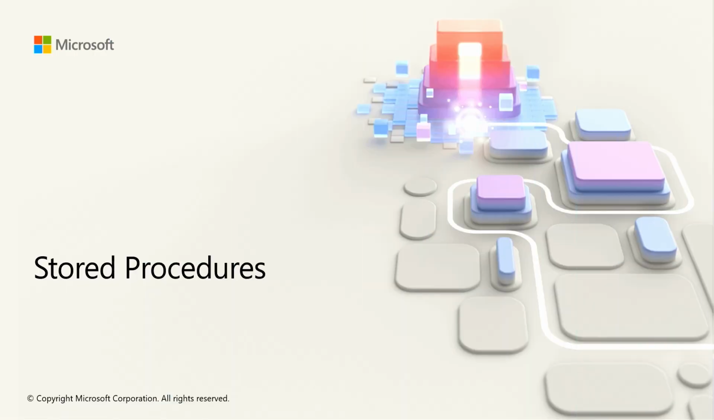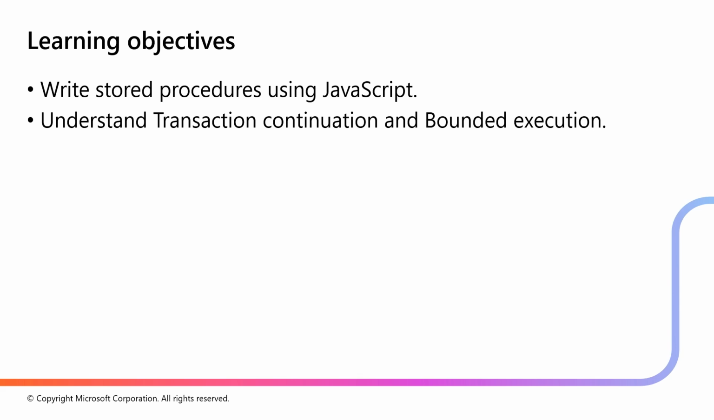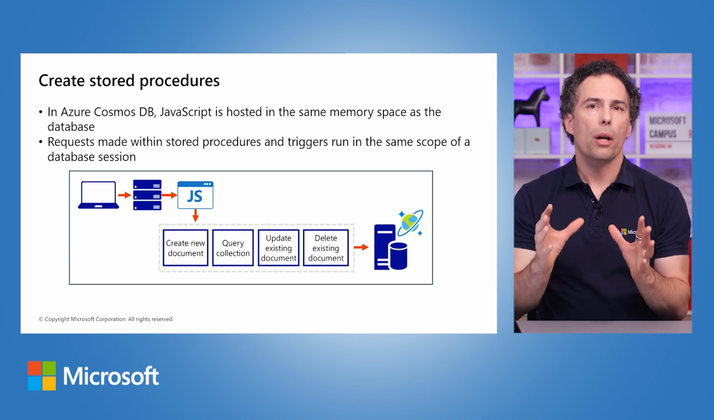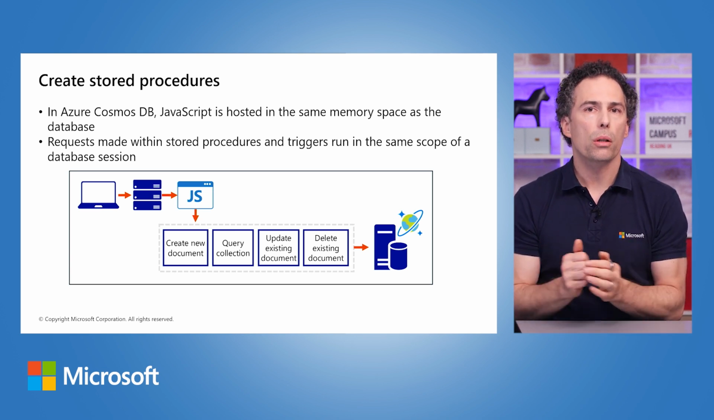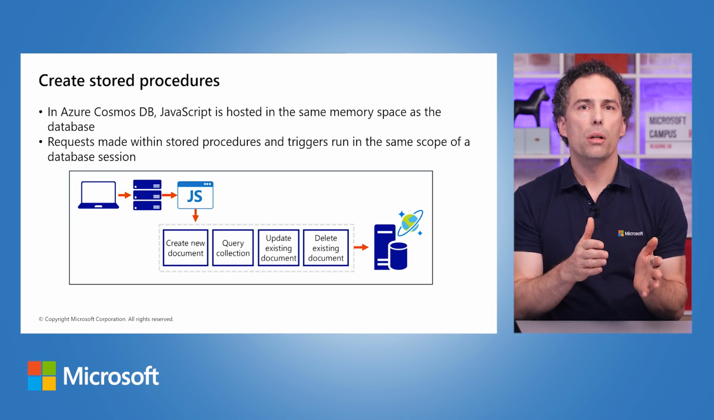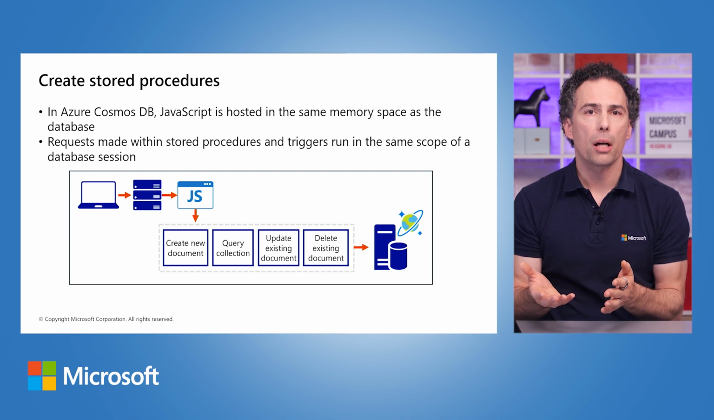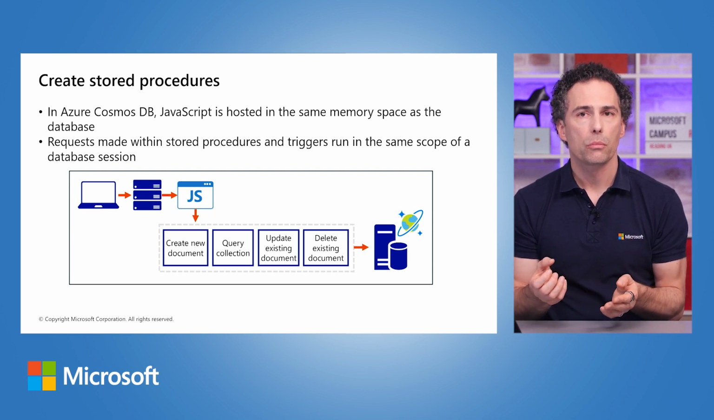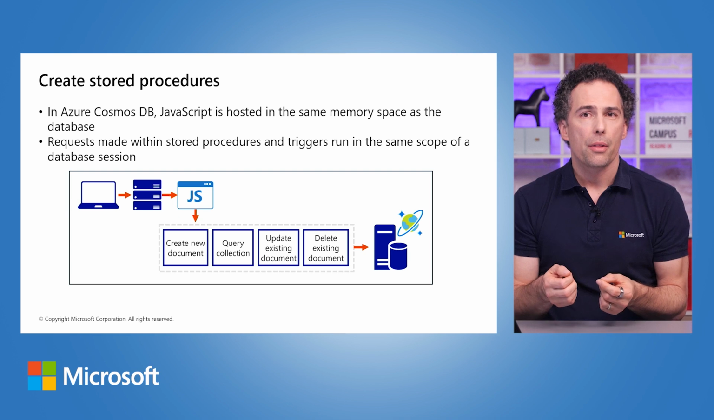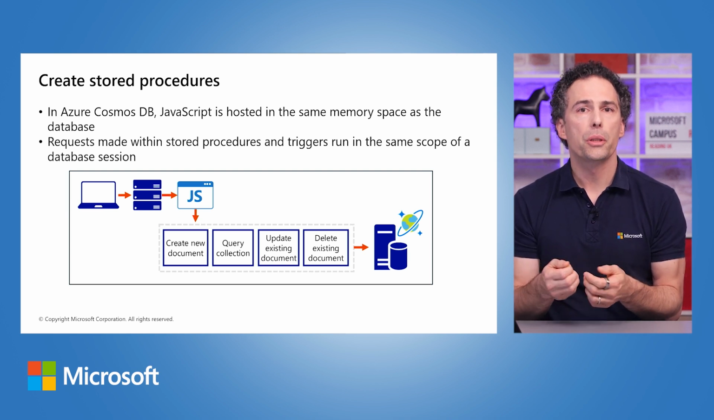In this unit, I will show you how to create and use stored procedures in Azure Cosmos DB. We will look at how you write stored procedures using JavaScript and understand transaction continuation and bounded execution. Imagine an online store with thousands of daily orders. When a customer places an order, a stored procedure can handle inventory updates, calculate shipping costs, and generate invoices, all within the database. This ensures consistency and reduces network overhead.